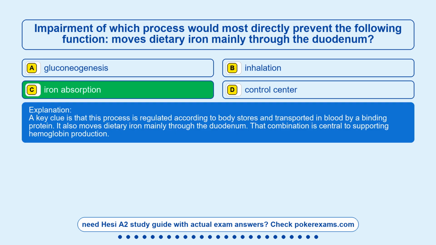A key clue is that this process is regulated according to body stores and transported in blood by a binding protein. It also moves dietary iron mainly through the duodenum.